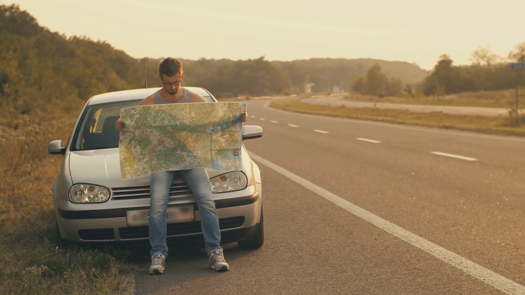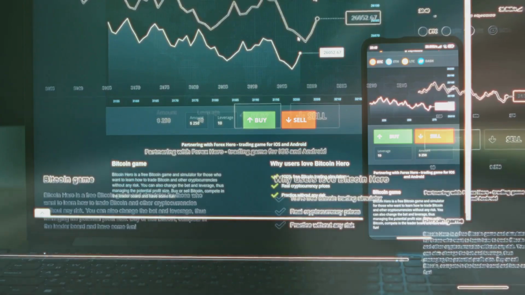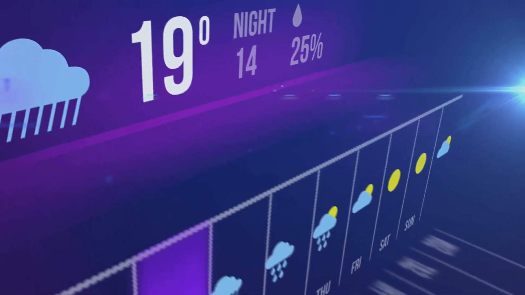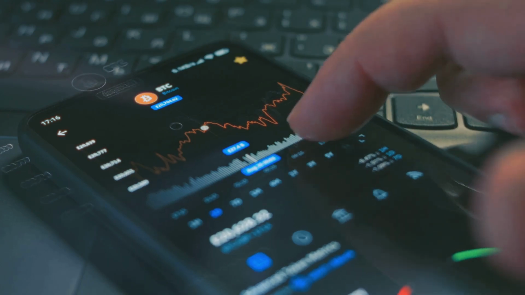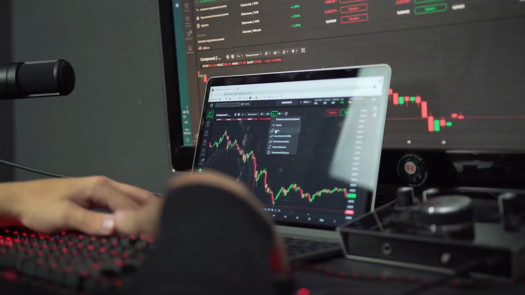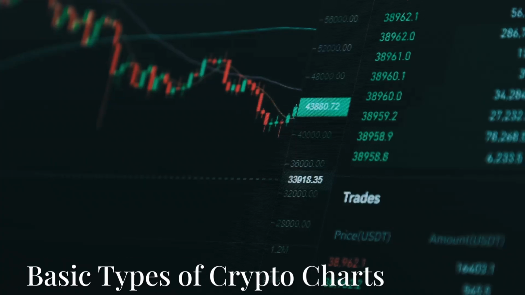Imagine planning a long car trip. You would surely use a map. Crypto charts are very similar tools. They show the market's weather. They show the road prices taken. This helps you prepare for what's next. It is about seeing patterns. It is about understanding probabilities. Learning to read charts gives an edge. It helps you take more control.